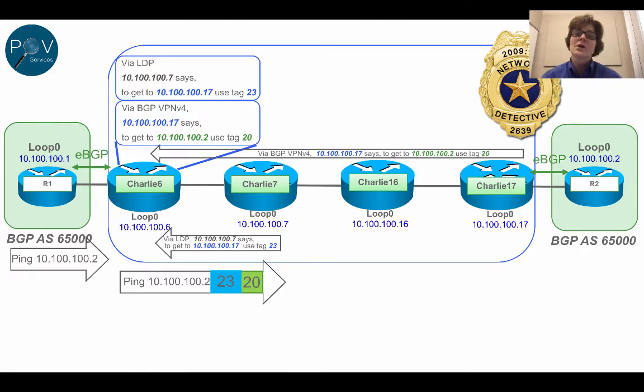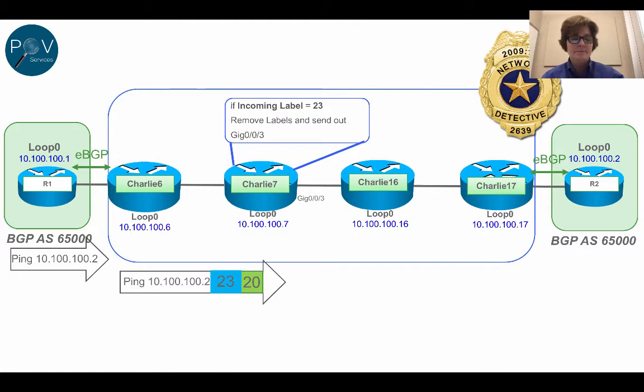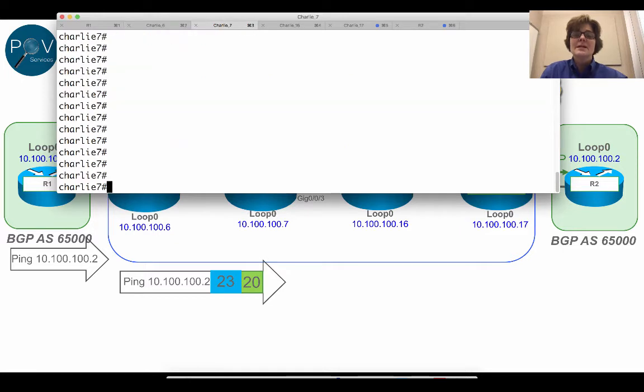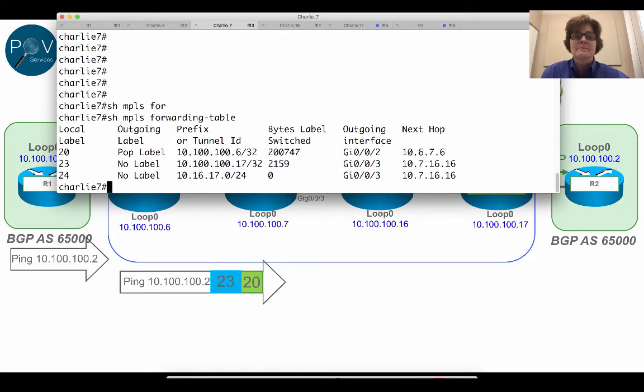So now we're going to go over to Charlie 7. If we go over to Charlie 7, we look for what am I supposed to do? What am I, Charlie 7, supposed to do if label 23 comes in? So show mpls forwarding. Now remember before, we were supposed to swap labels because we're in the middle. So Charlie 7 before was supposed to swap the 23 for the 29.